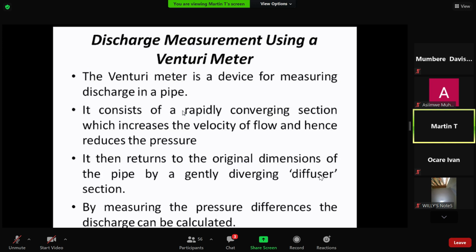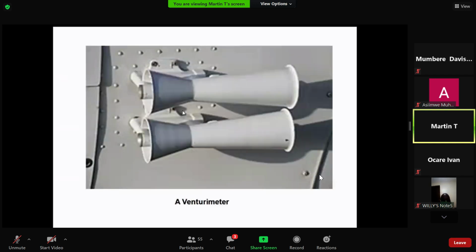So let's look at venturimeters. Now venturimeters look like that. That's how the venturimeters look.